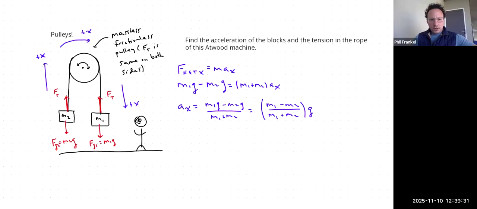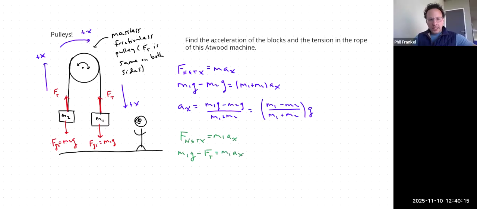We can look at object 1, for instance, mass 1, which is on the right-hand side of the screen. And let's apply Newton's second law just to mass 1. This is how we can come up with an expression for the tension. So mass 1, gravity is pulling mass 1 down. And for mass 1, that is the positive direction side of the pulley. So m1g is the gravitational force pulling mass 1 in the positive x direction. The tension force pulls mass 1 up, which is opposite the positive x direction. So that's a negative force, and that equals m1a.